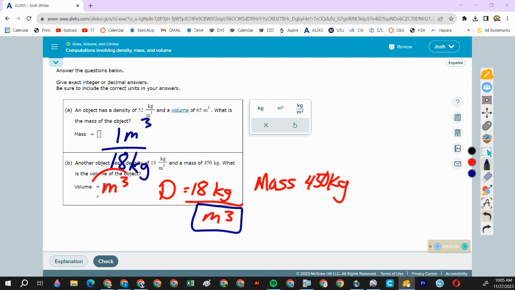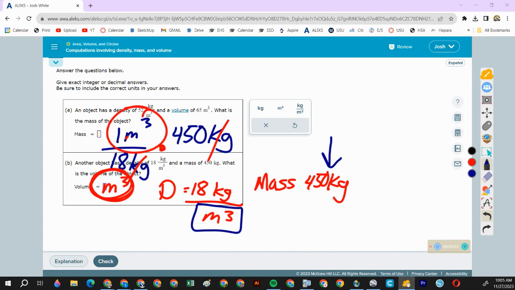And I did that because I want my answer in meters cubed. Now I need to times that by this value, but I need to multiply it in such a way that kilograms will cancel. So I put 450 kilograms on top. Kilograms cancel kilograms, and my answer is just 450 divided by 18, and that will be its volume.